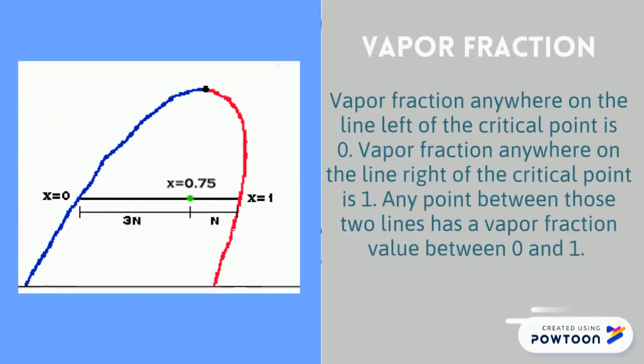The line left of the critical point on the dome is the saturated liquid line. That means the vapor fraction anywhere on the line is 0. However, the line to the right in the dome is the saturated vapor line. That means the vapor fraction on that line is 1. Any point between those two lines then has a vapor fraction value between 0 and 1.